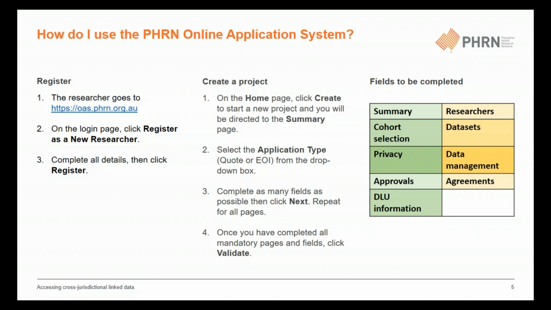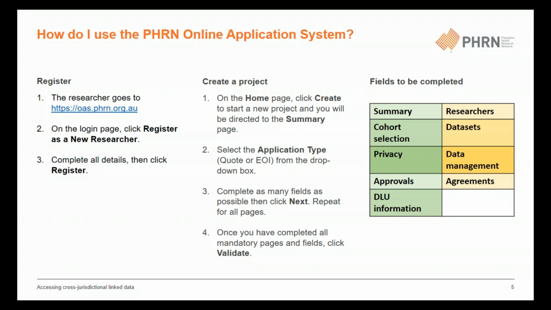So how do you use the online application system? As I was just previously saying, everyone that uses the online application system needs to register. So it's an easy process. You just have to go to the online application system website. The address is up there, https://oas.phrn.org.au, and that will take you to the login page where you would click register as a new researcher. You complete all your details and then click register.